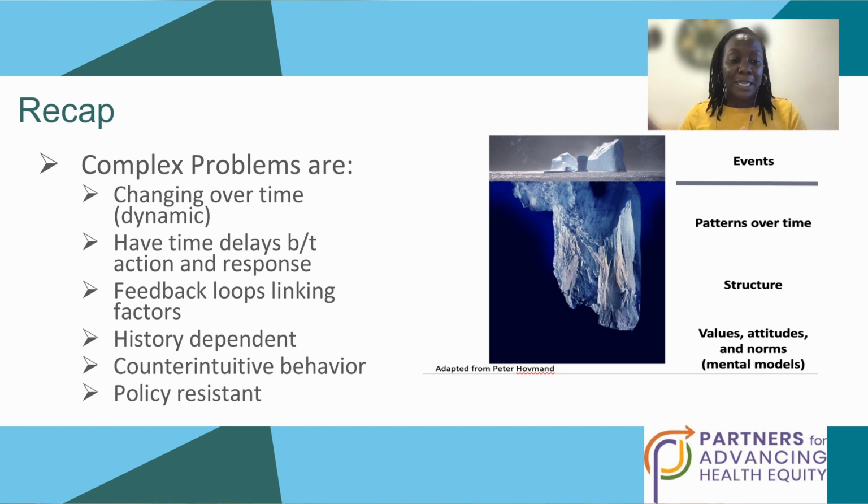And then it's also history dependent. So the actions that you see today are a product of the accumulations of actions that have happened in the past. Finally, complex problems often are characterized by counterintuitive behavior and policy resistance, which is just this quality of, if you implemented a policy based off of your known knowledge of the system, but you don't actually see the results or the changes that you would expect, it may indicate that there's some complexity going on that's either norming the system back to a normative behavior or created unexpected, again, counterintuitive behavior.